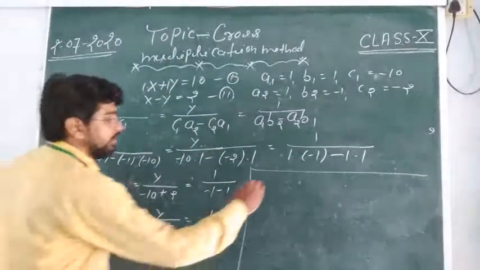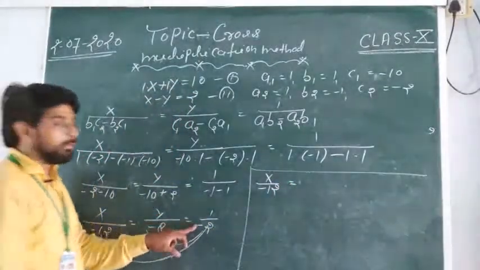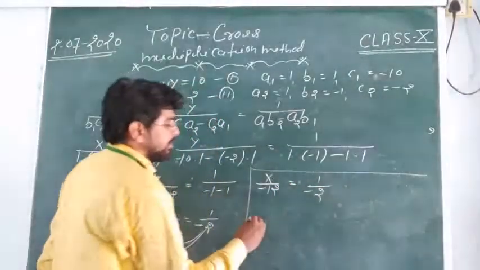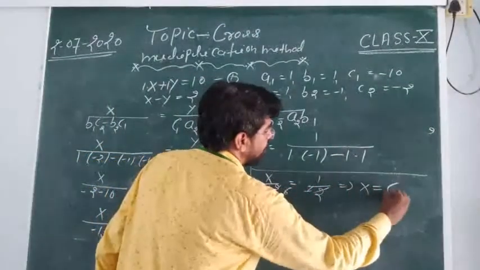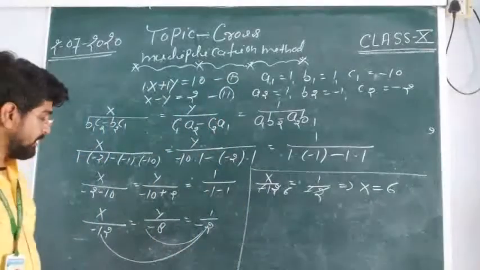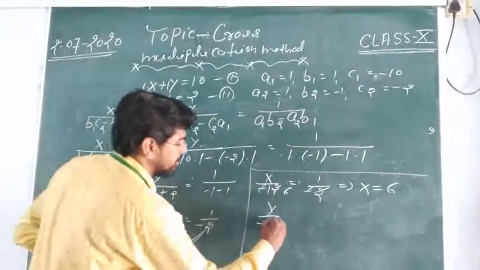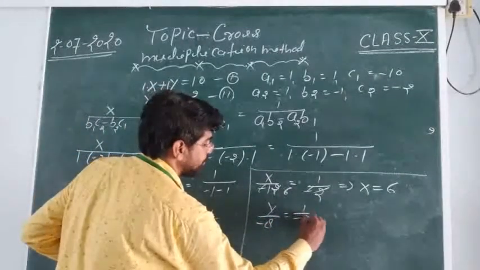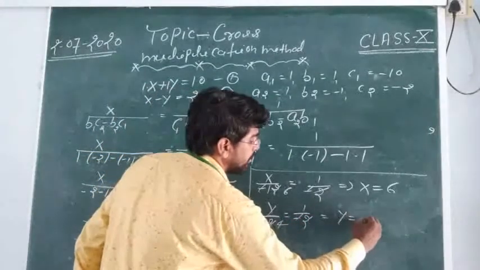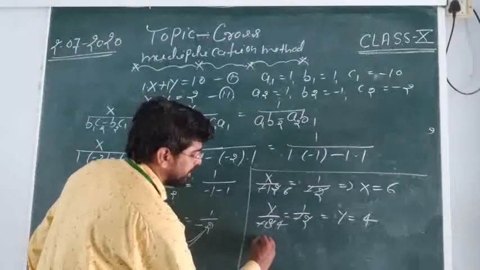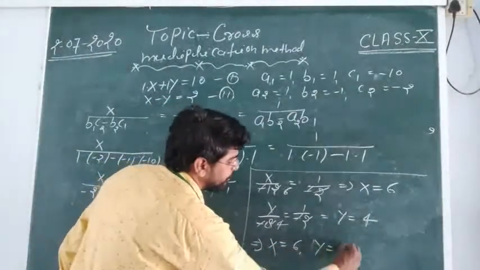When we are comparing, x upon minus 12 is equal to 1 upon minus 2. Then minus cancels, 2 sixes are 12. The value of x is coming 6. And when we are comparing the second value with the third value, 1 upon minus 2, then minus cancels, 2 fours are 8, the value of y is coming 4. So finally we are getting two values, x is equal to 6 and y is equal to 4.